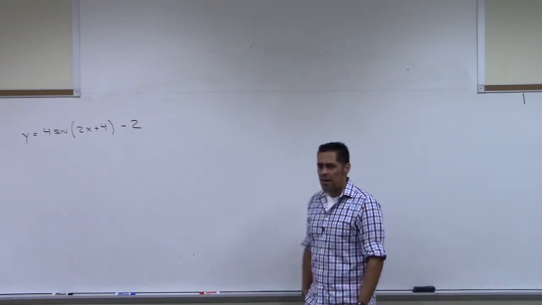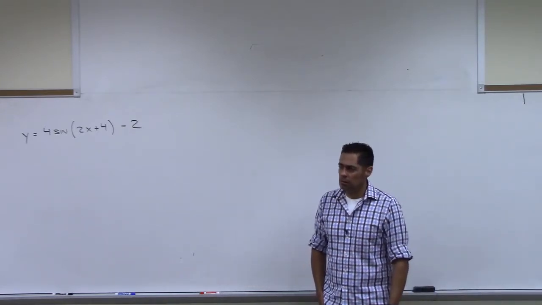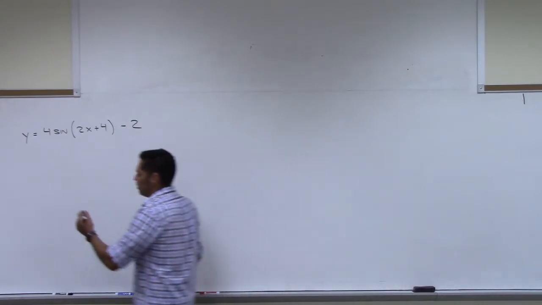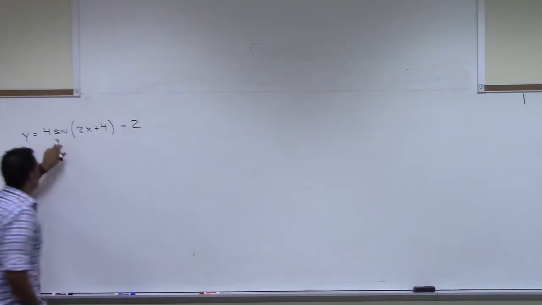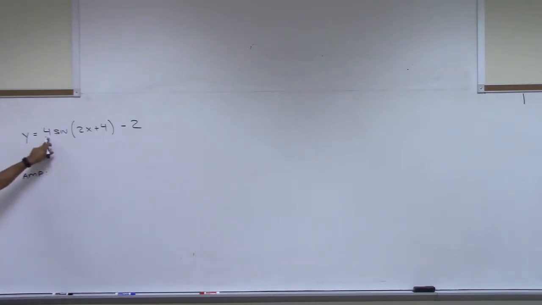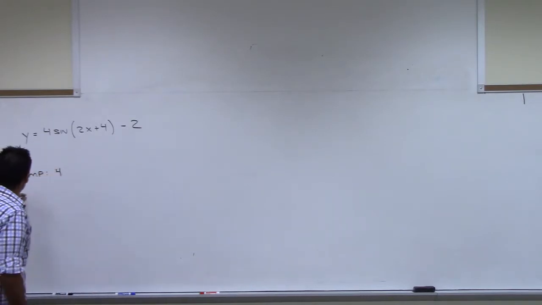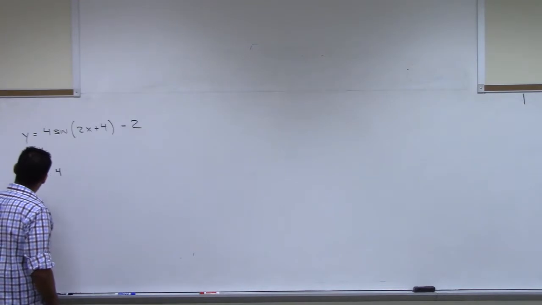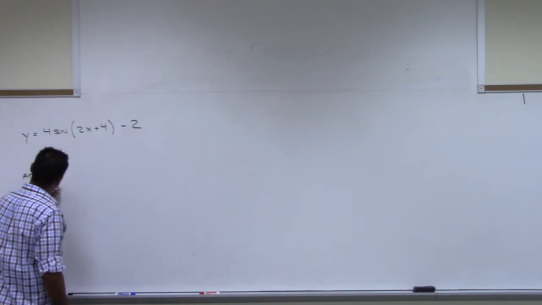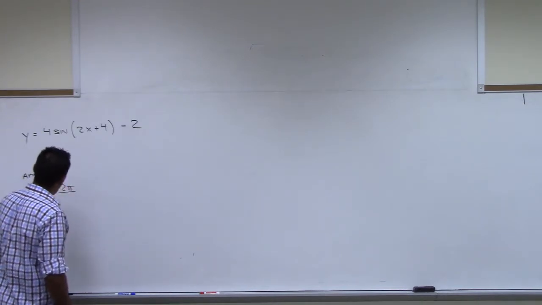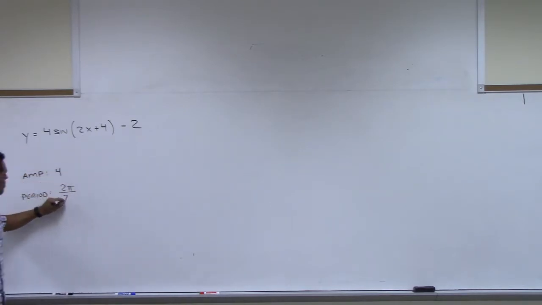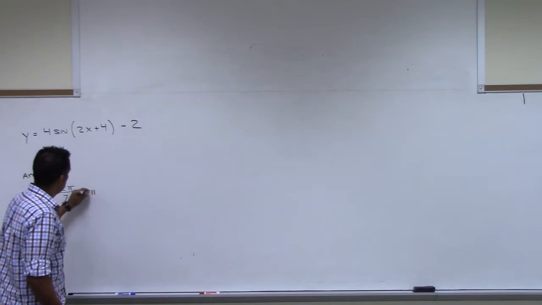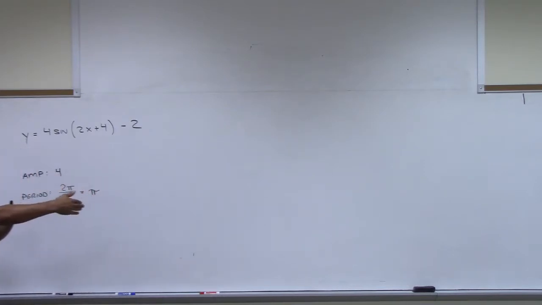Do y'all want to do those now or later? Do them now? Okay, what's the amplitude? Amplitude's 4. Amplitude is just the absolute value of that number, right? So 4. Okay, period. How do you find the period? 2 pi, always 2 pi divided by the coefficient of x, so 2. So this is just pi, right? That's how long the period is.